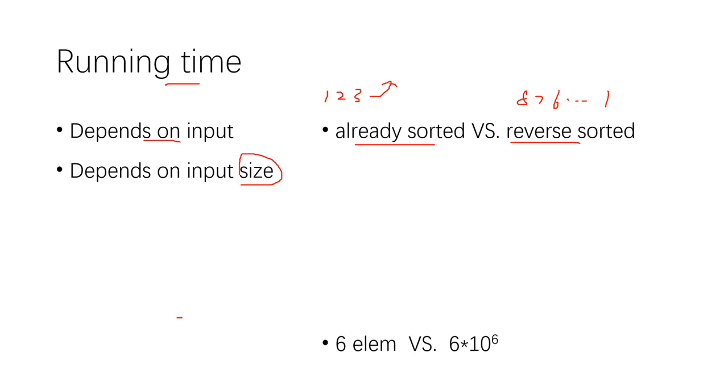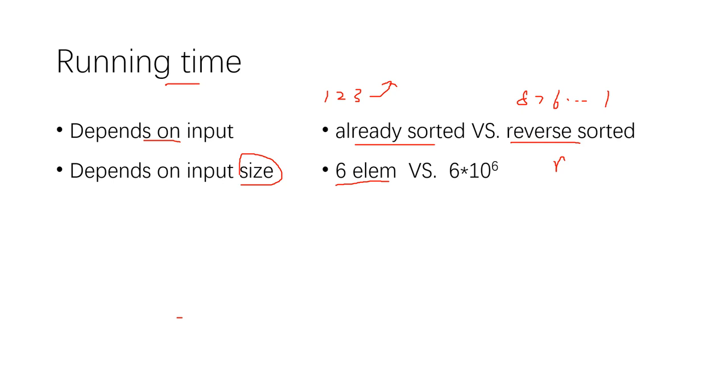That means the example I've just used has only 6 elements, right? So how about if the input n becomes 6 times 10 to the 6? The time of this would be much longer than just the 6 elements, right? So the running time depends on the size of the input.